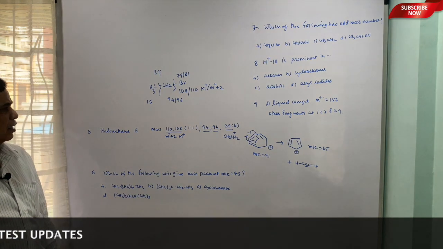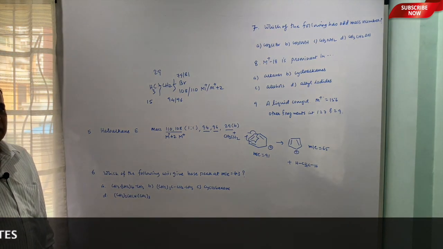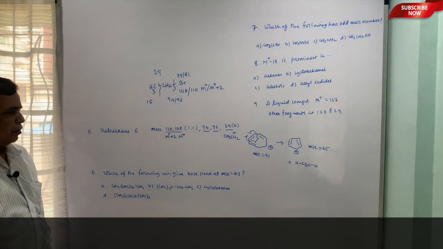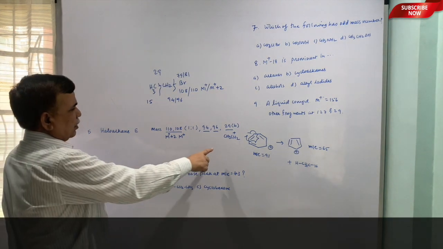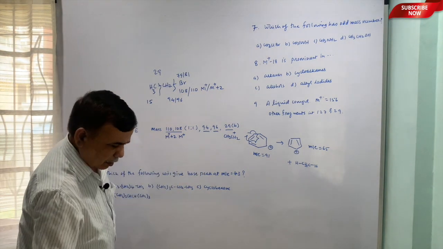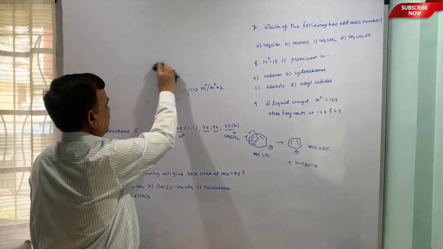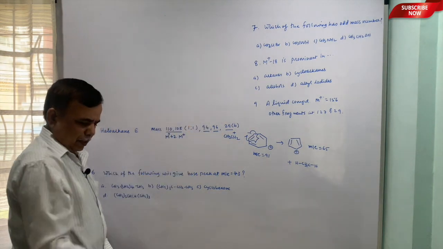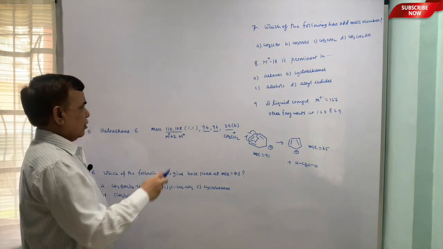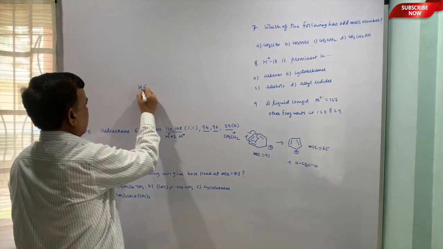This is your ethyl bromide, the compound, wherein you can explain the formation of this. Now let me show this formation of 29, because that is the base peak. We have to explain that. So how to explain it?